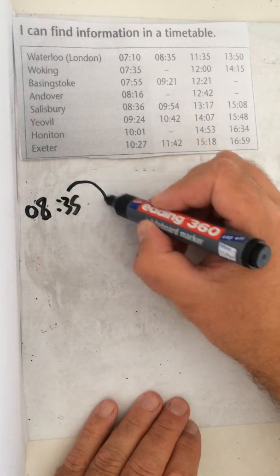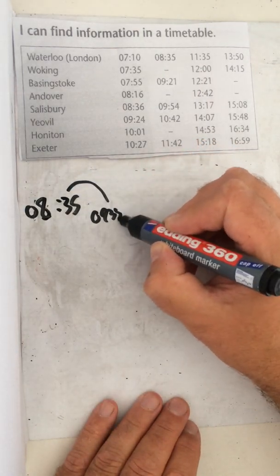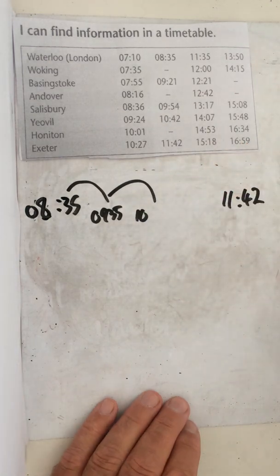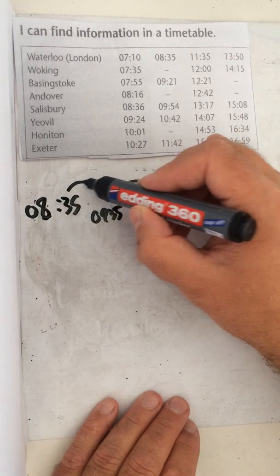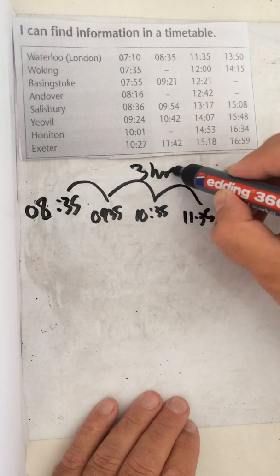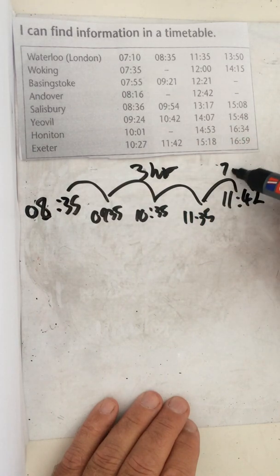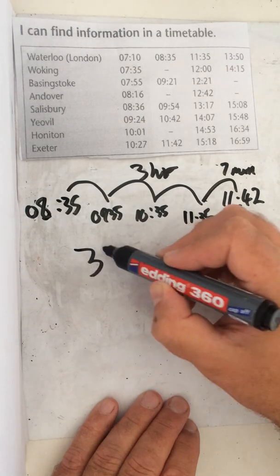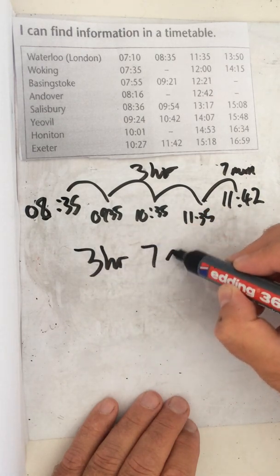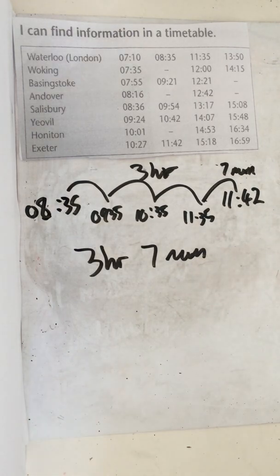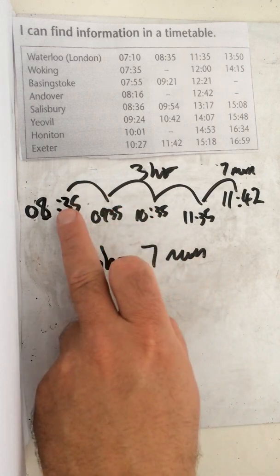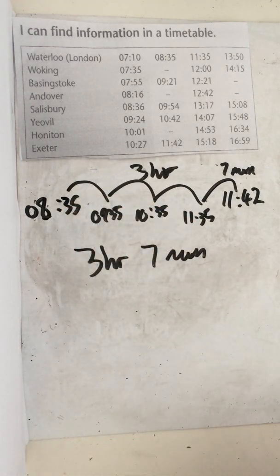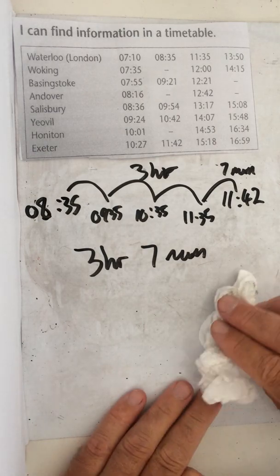So I could just go an hour every time. So it's 9:35, 10:35, and then to 11:35. So I've jumped 3 hours, 1, 2, 3 hours. And now I know I've only got another 7 minutes. So that would be 3 hours, 7 minutes. So you can play around with it like that. Don't feel as if you have to go to the next 10 and go from there. Try and use a bit of common sense with it.